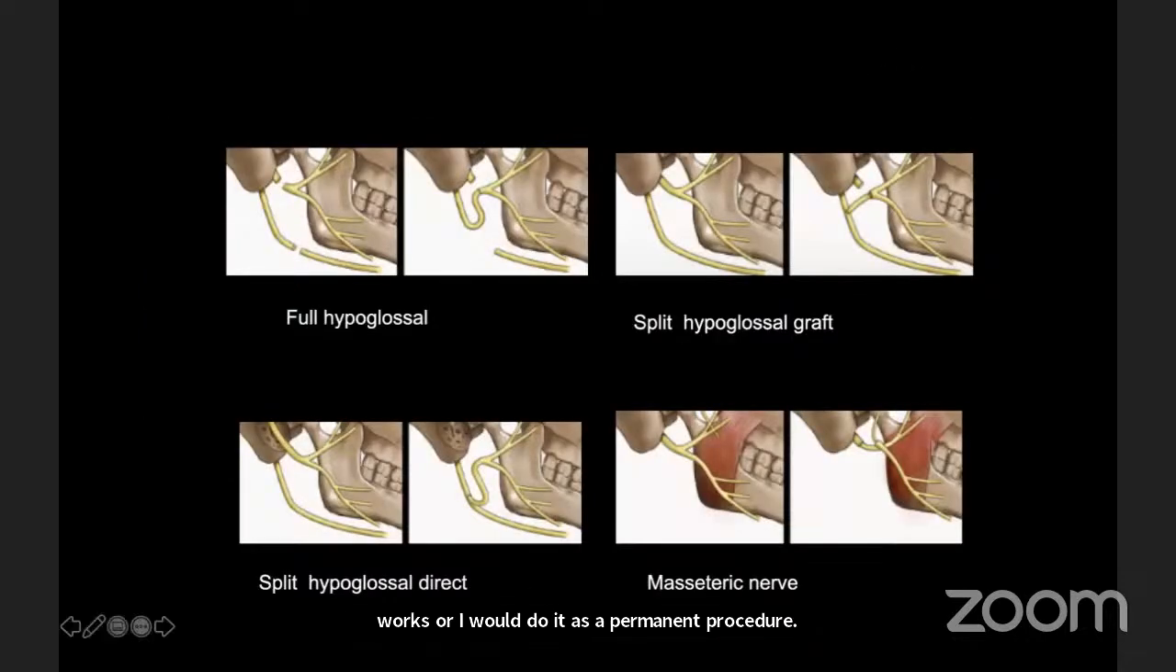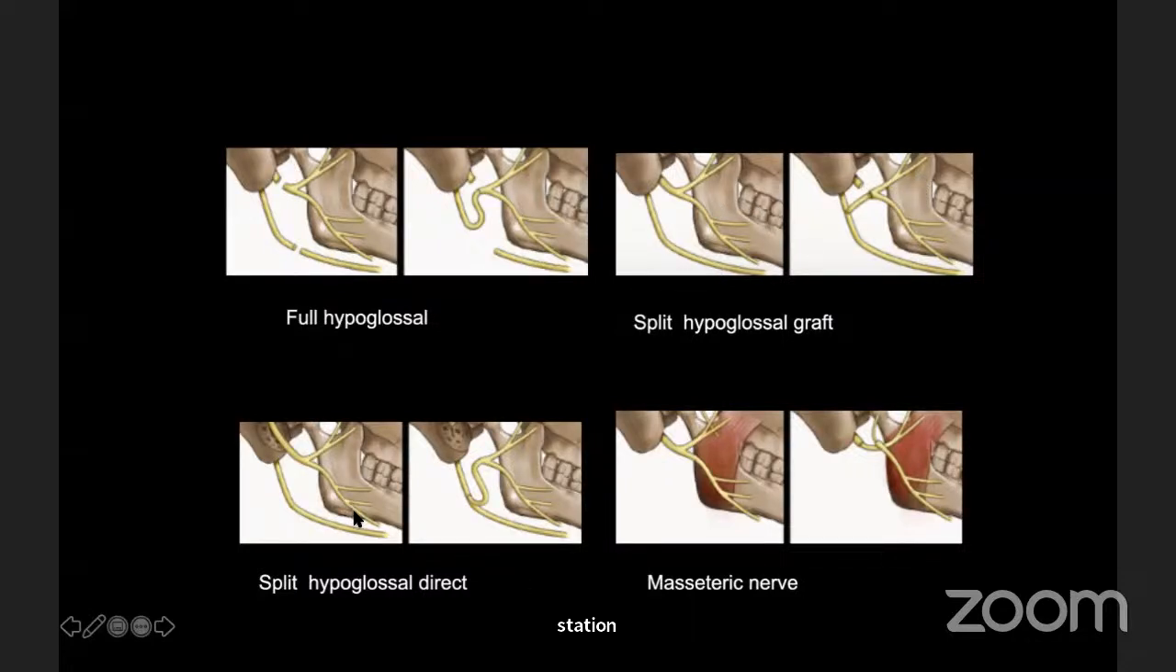Now, these are the things that I was talking about. This is a full hypoglossal transfer in the first instance without a nerve graft. Then there's a split hypoglossal, which is called the jump, where you make a small scalloped incision on the hypoglossal and connect it with a nerve graft to the facial nerve. But all these are bad because there will be a lot of synkinesis in the patient.